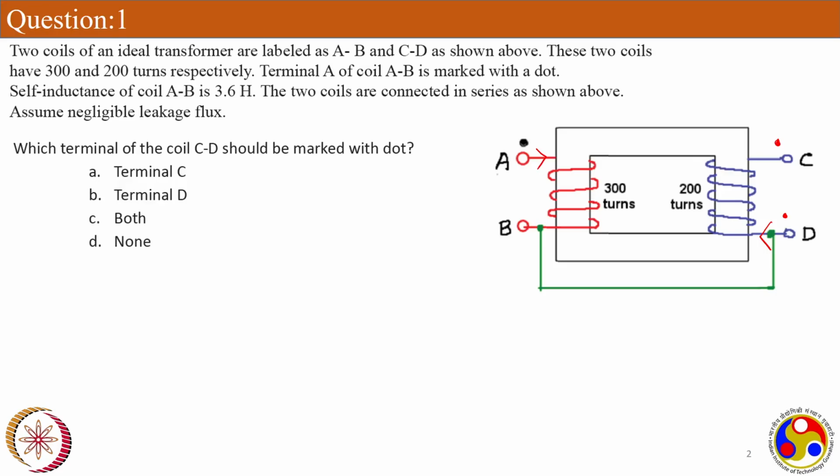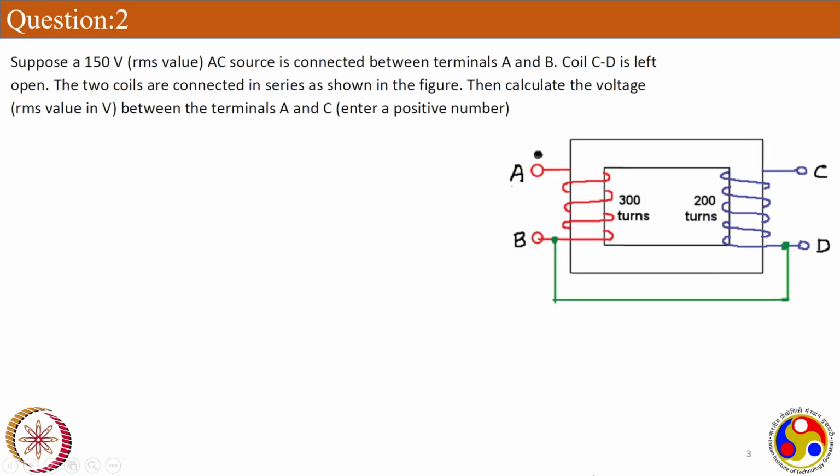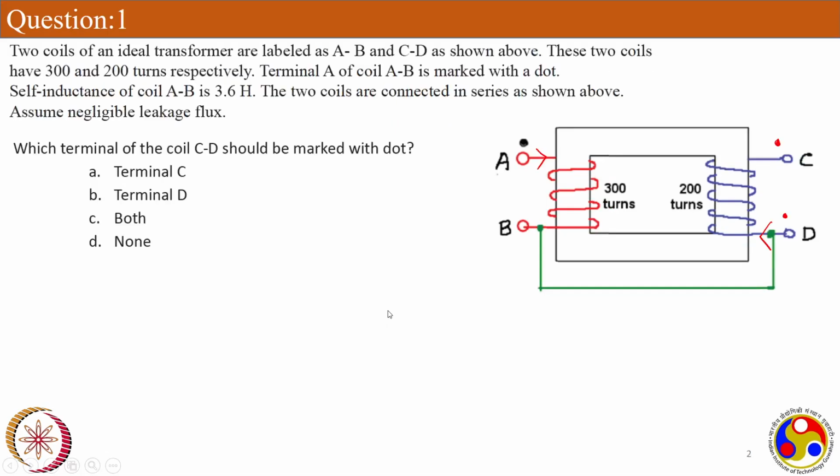So before placing the dot in the CD, let's see how the current enters or leaves in the terminals of CD. First analyze the current direction in the coils AB and CD, and wherever the current enters in CD, we will right away put the dot.